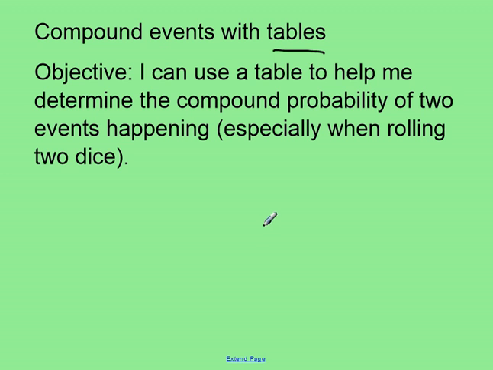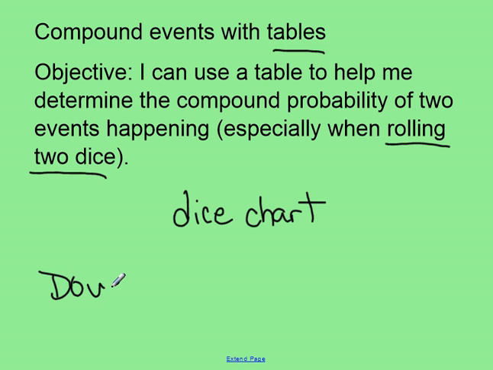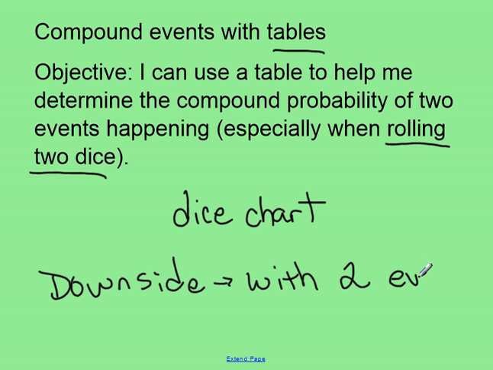So our objective is I can use a table to help me determine the compound probability of two events happening. This is most important when you have a situation where you're rolling two dice. I like to call this the dice chart, and you'll hear me refer to the dice chart frequently, and it is very, very useful for certain situations. One downside, I want you to make a note of this. One downside of using tables is that you can only use a table when you have two events only.